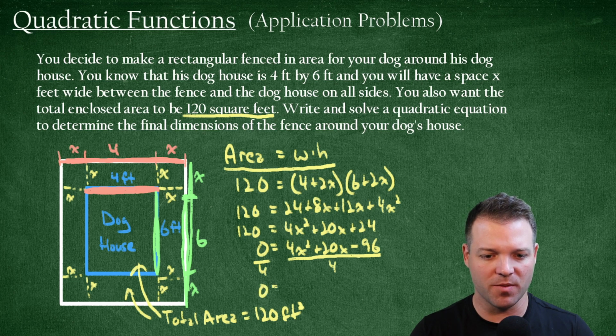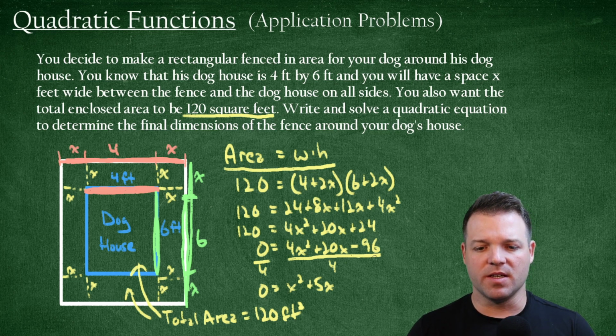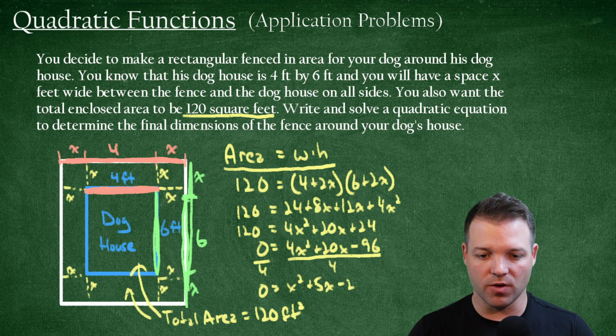0 divided by 4 is just 0. 4 divided by 4 is x squared. 20x divided by 4 is going to be 5x, so plus 5x. And 96 divided by 4 is, I believe, 24, negative 24 in this case.